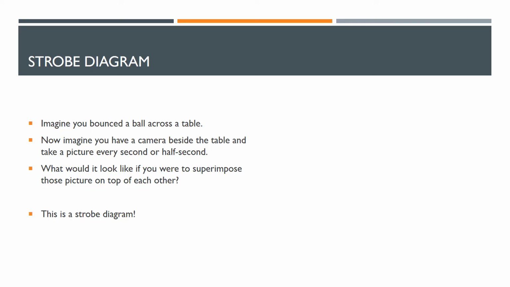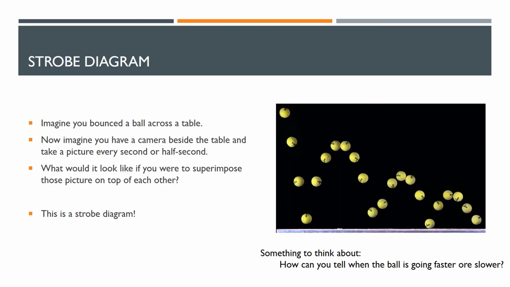So imagine you bounced a ball across the table. Now imagine that you have a camera beside the table and take a picture every second or a half second. What would it look like if you were to superimpose all of those pictures? You place those pictures on top of each other. This is basically what a strobe diagram is. And here you go. Here is a picture of a ball bouncing using a strobe light.